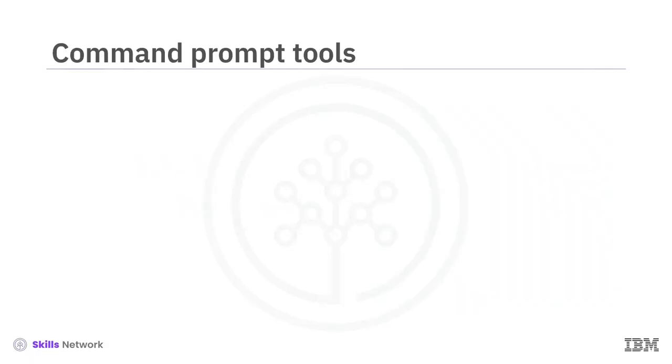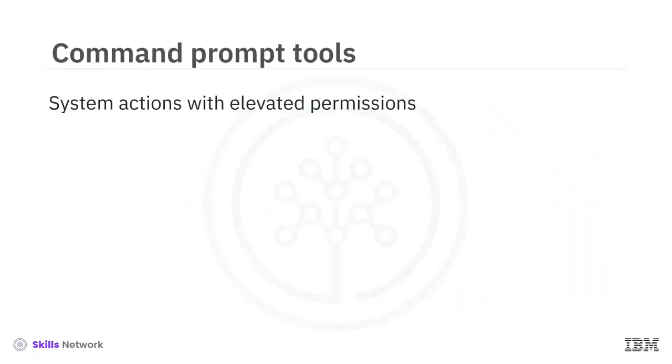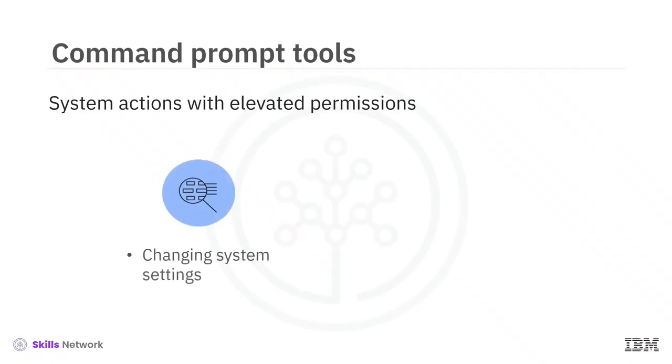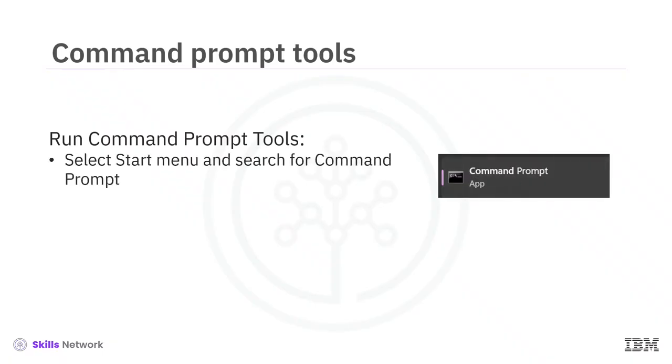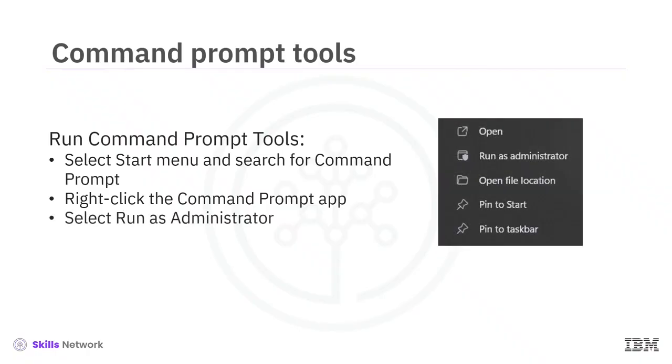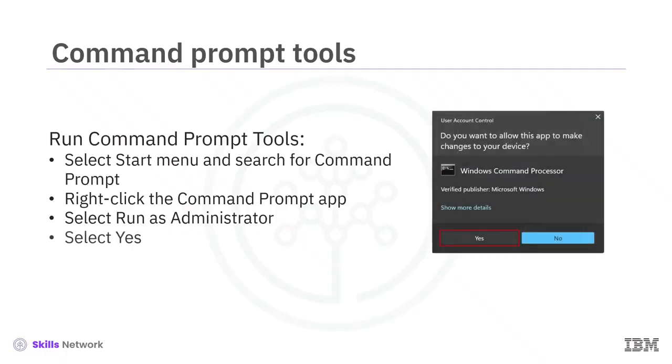Running command prompt tools lets the system carry out actions that require elevated permissions, like changing system settings or installing software. To run command prompt tools with administrative privileges in Microsoft Windows, you would select the Start menu and search for Command Prompt. Then right-click the command prompt application and select Run as Administrator from the context menu. When prompted by UAC, you would then select Yes.